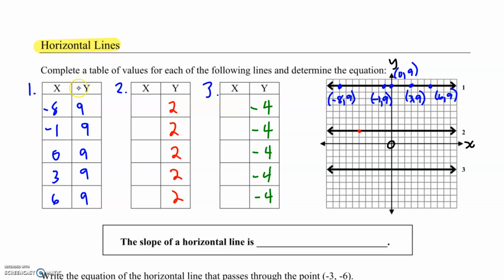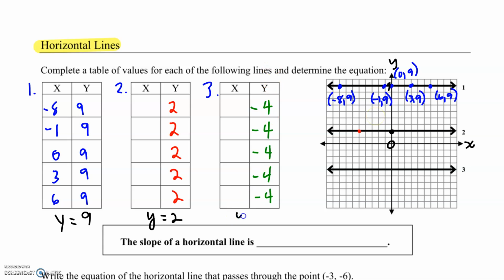We can see that no matter what the x value, y always equals 9. And that's the equation of the line. Y equals 9. And if I look at the table of values, I can see that my line goes through the y-axis at 9. So the next line, since all the y values equal 2, that is our equation. No matter the x value, the y will equal 2. And again, we can see that our line goes through the y-axis at 2.